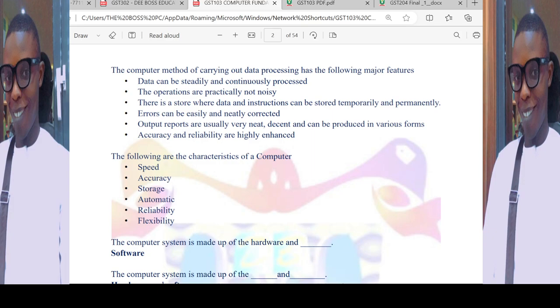There is a store where data and instructions can be stored temporarily and permanently. So in a computer, you can store temporarily, you can store permanently. When they say temporarily, for example, when you copy and paste, that particular content that you copied is stored temporarily. When you reboot your system, or when you turn it on and turn it off later, it's gone. So it was saved temporarily somewhere in the clipboard. And the main purpose of saving it was just for you to quickly paste it somewhere else where you need it.